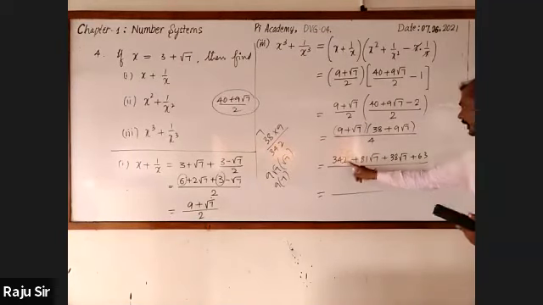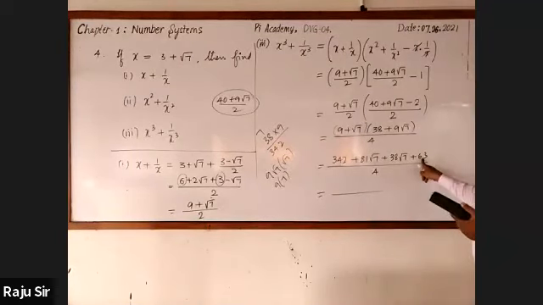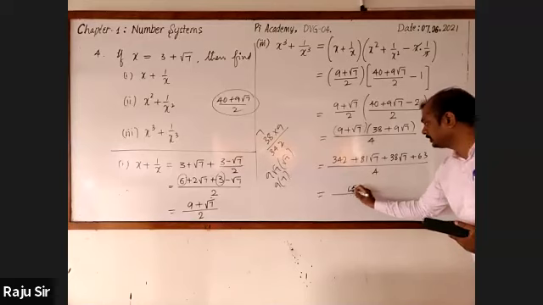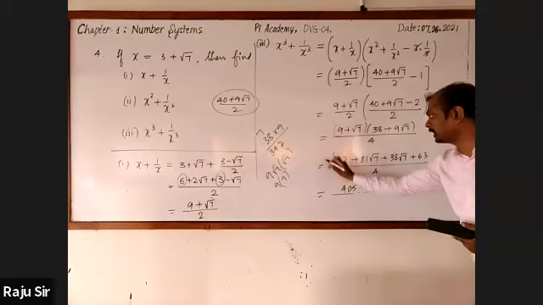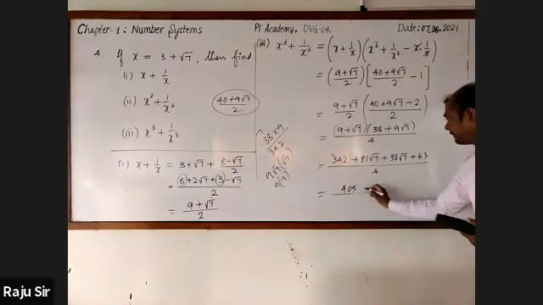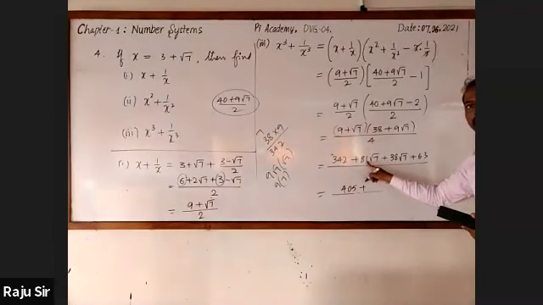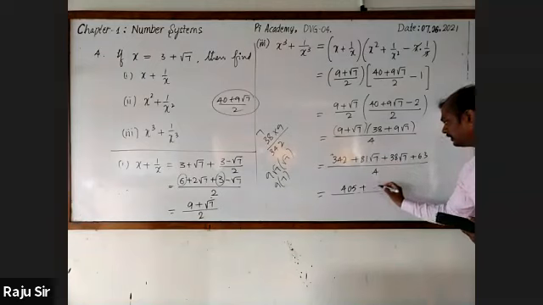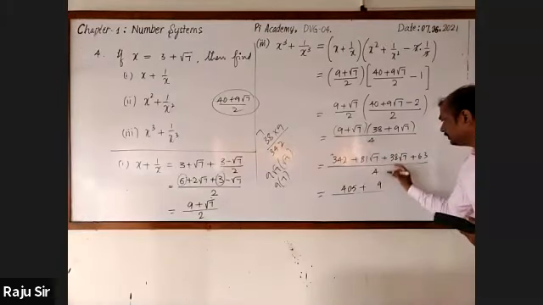Now let us go for adding 342 plus 63. 405. Plus 81 root 7 plus 38 root 7. It is 8 plus 1, 9. 3 plus 8, 11. 119 root 7, divided by 4.